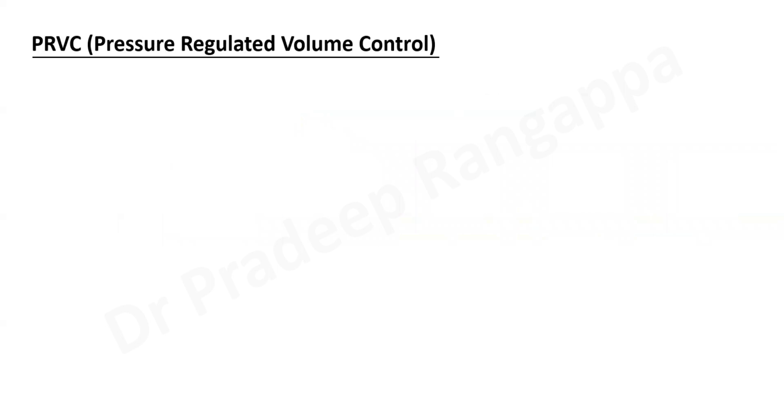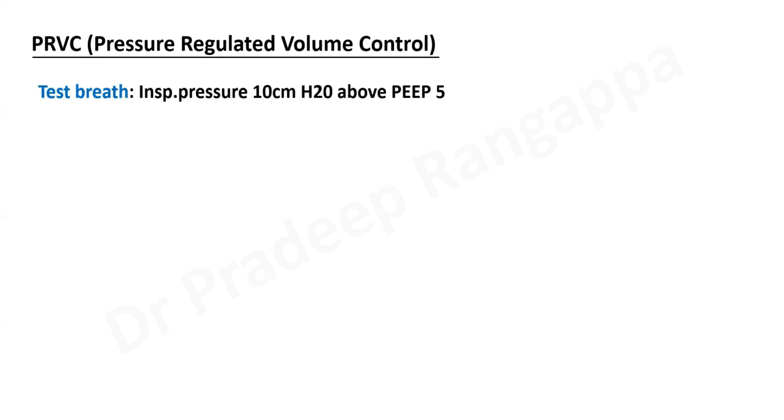So this is important: pressure regulated volume control, which is present in Maquet or GE ventilators, and all the newer ventilators have this pressure regulated volume control. So just pay attention. This is a very important mode and a very clever mode. Here there is a test breath that the ventilator generates first with an inspiratory pressure of 10 centimeter water above peak.